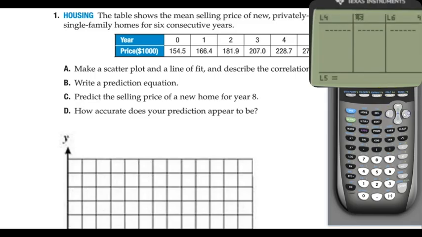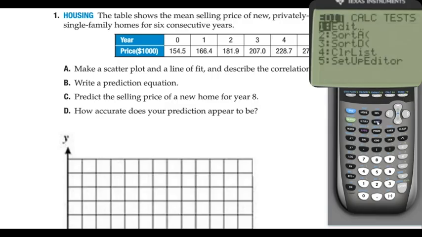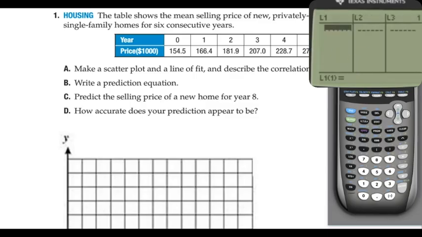It's gone now. Delete L5. Well, there goes L5. So that could happen. Don't ever press delete up here with these values because you lose them all. But don't fear, we can get them back. If I want to get them back, go back to my stat and go all the way to number 5, setup editor. It'll reset everything basically. Now if you go back to stat edit, all my lists are back.